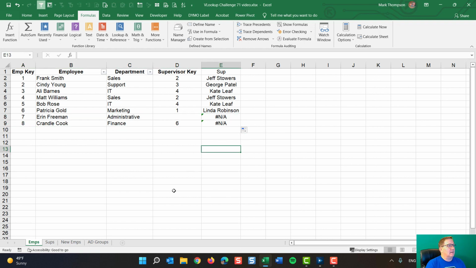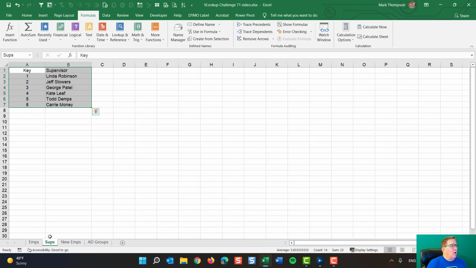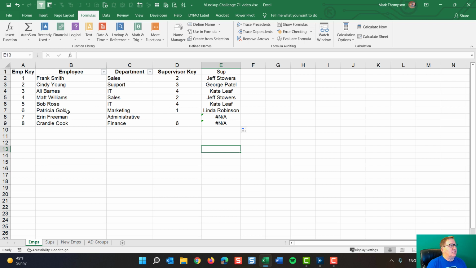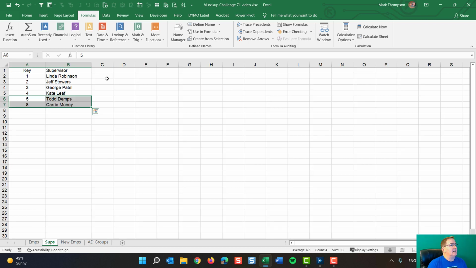Now, I'm looking at this and I want to go, but wait a minute, how do I know? You don't. You don't know that Todd Demps and Carrie Money don't have any employees, but you would never know that over here. Now think of this if you're doing a table with hundreds of employees or thousands or tens of thousands. If you've got a huge company and you want to be joining these, it's pretty hard to come in here and have a real quick idea that this is here.